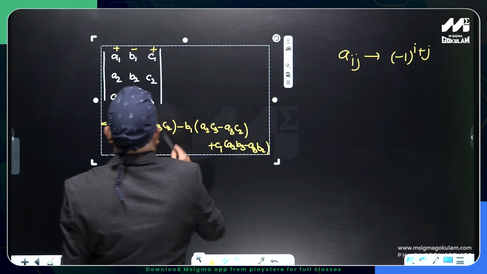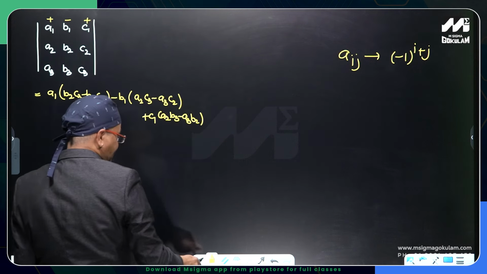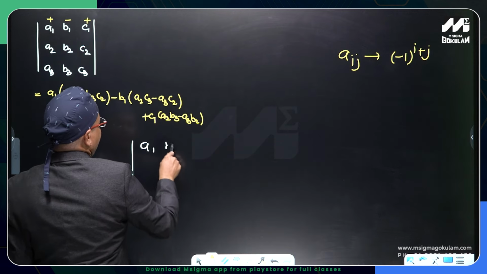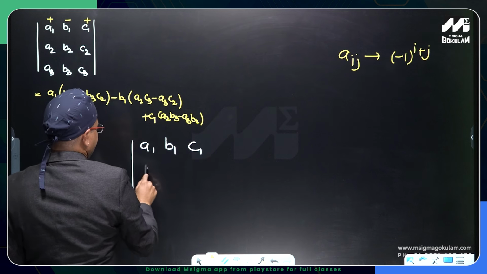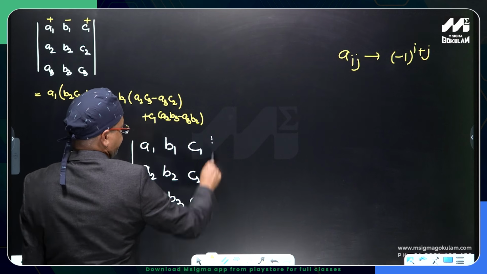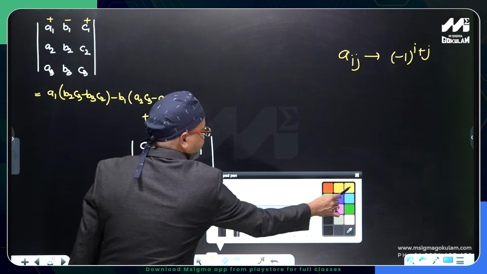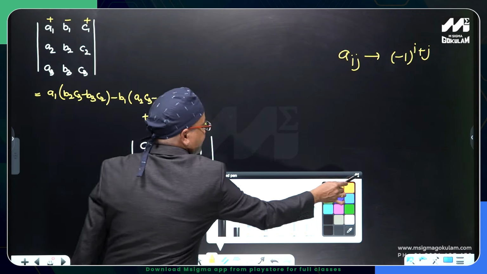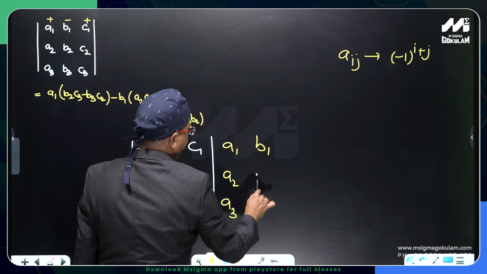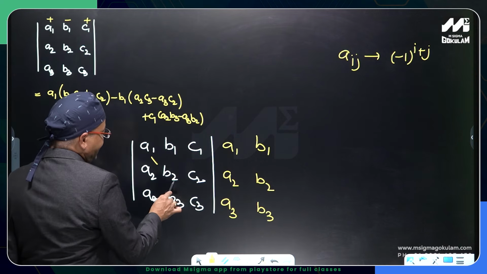What is that way? Let us see. The same determinant, I expand like this also. Determinant of A1, B1, C1, A2, B2, C2, A3, B3, C3. Okay? While expanding this, you repeat the first two columns only, outside the determinant like this: A1, A2, A3, B1, B2, B3. As it is, repeat. Then you take three cross multiplications like this.